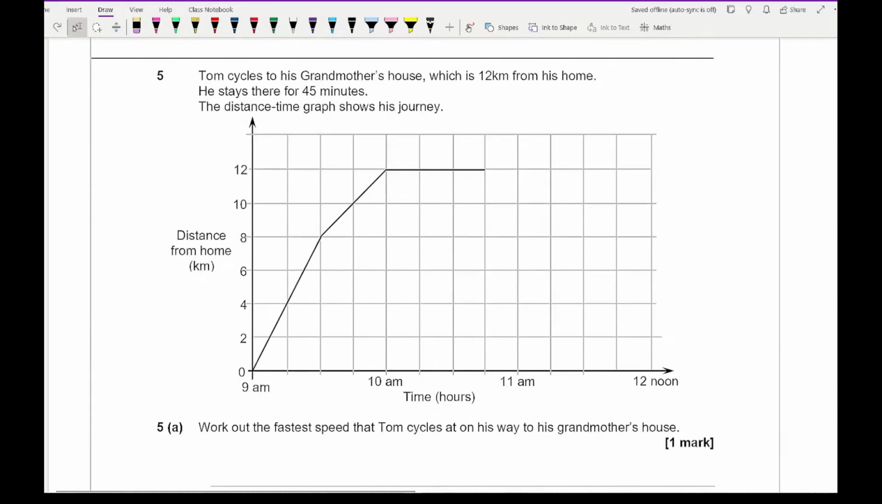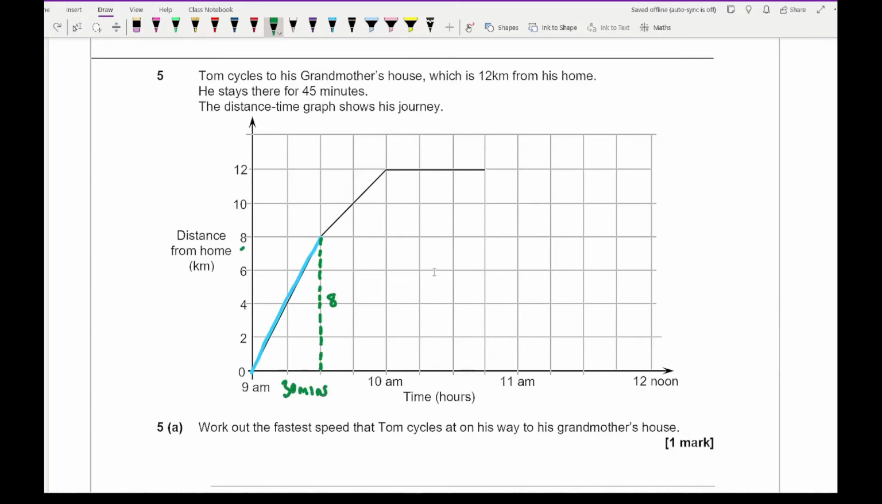Moving on to question 5, it says that Tom cycles to his grandmother's house, which is 12 kilometers from his house. He stays there for 45 minutes. The distance time graph shows his journey, and the question is asking to work out the fastest speed that Tom cycles at on his way to his grandmother's house. Now for this, what you're looking for is the steepest part of the graph, which in this case is this length here. Now to work out the speed, I just need to do the distance divided by time. So here the distance is 8 and the time is going to be 30 minutes.